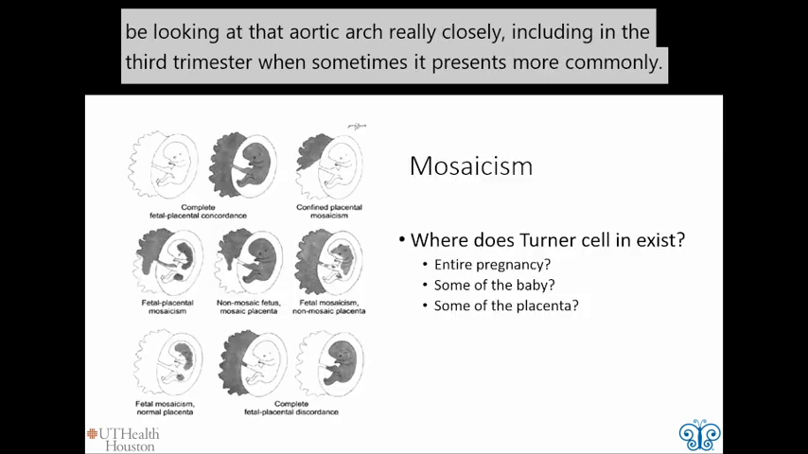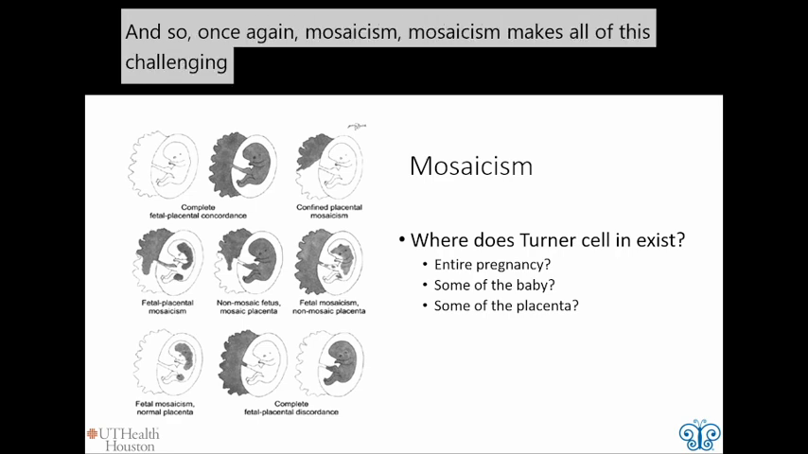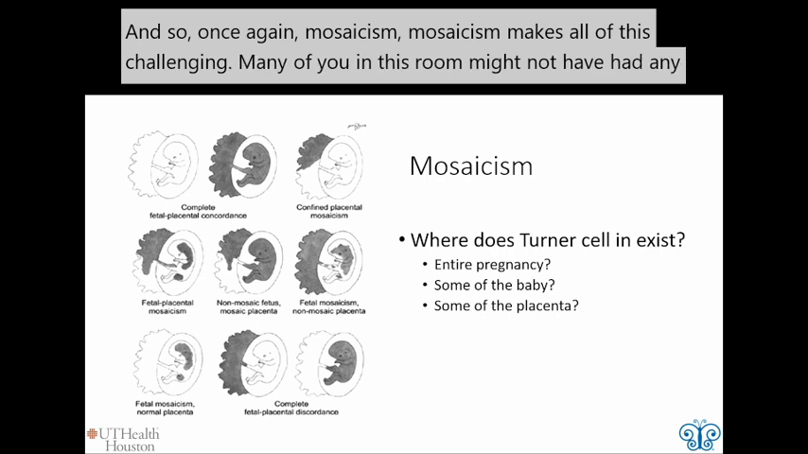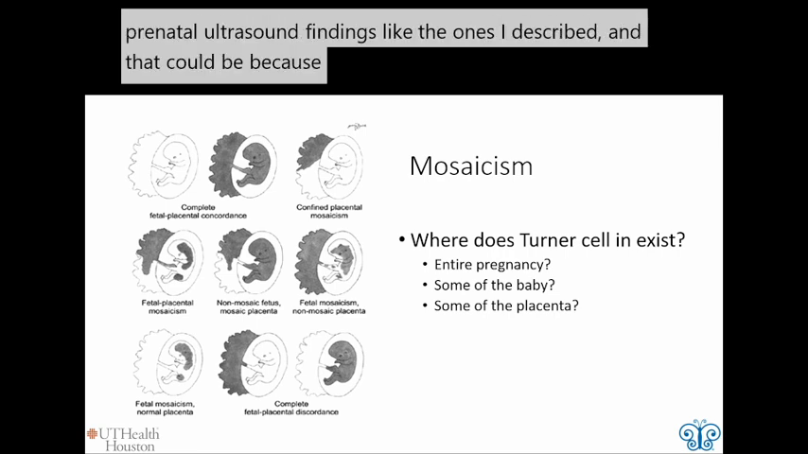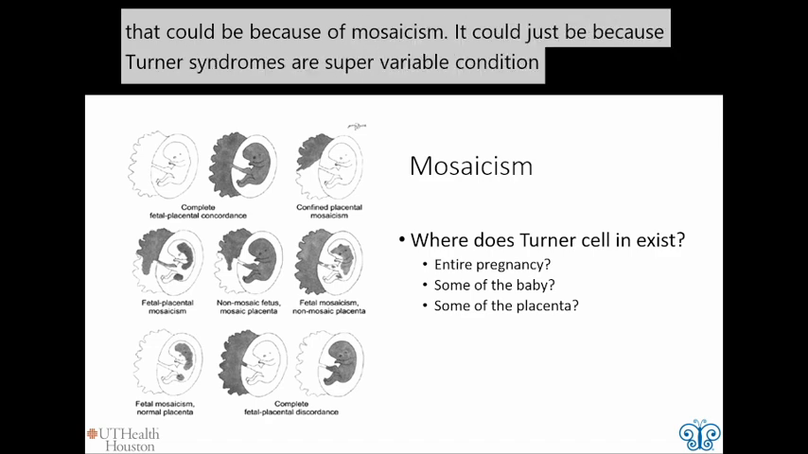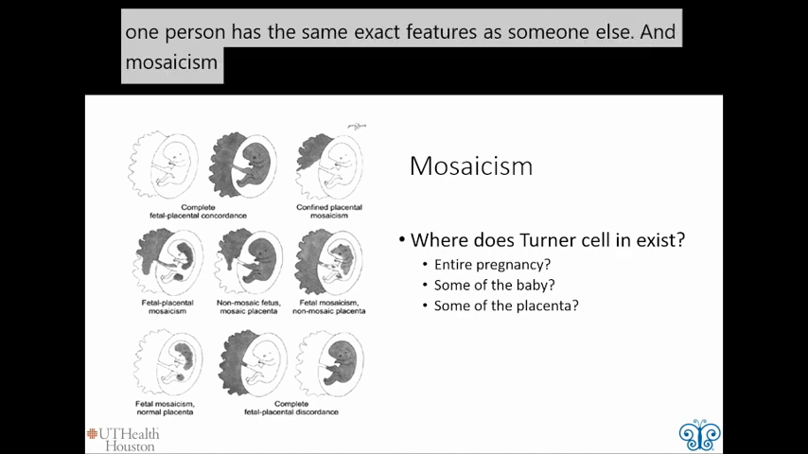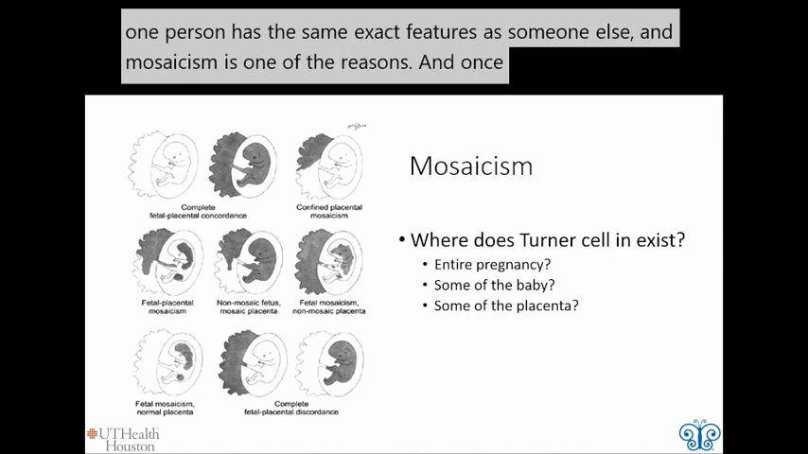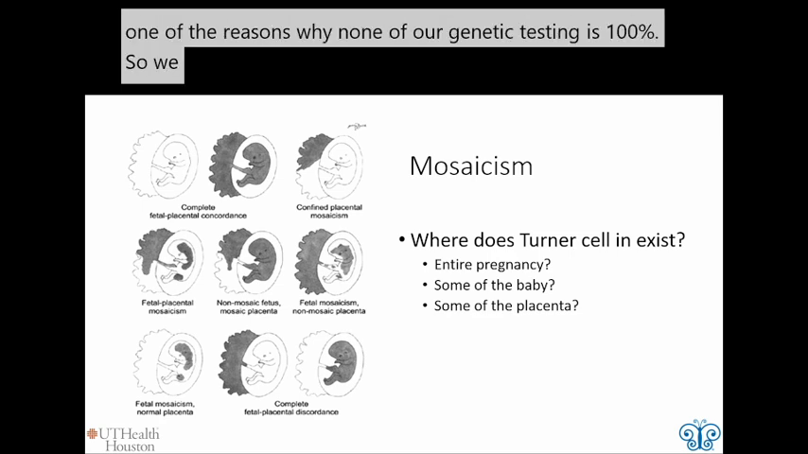And so once again, mosaicism makes all of this challenging. Many of you in this room might not have had any prenatal ultrasound findings like the ones I described, and that could be because of mosaicism. It could just be because Turner syndrome is a super variable condition. Not one person has the same exact features as someone else, and mosaicism is one of the reasons. And once again, mosaicism is one of the reasons why none of our genetic testing is 100%, so we never claim 100% with anything, essentially.